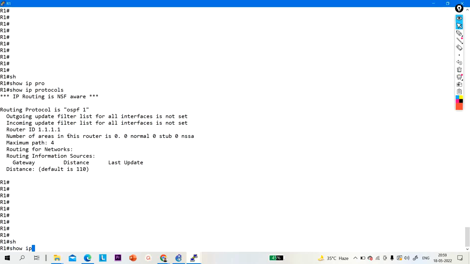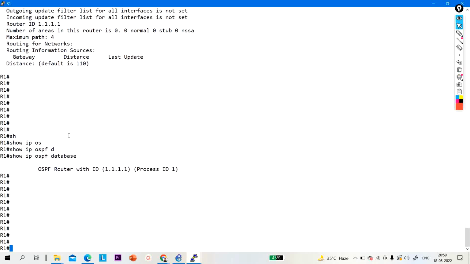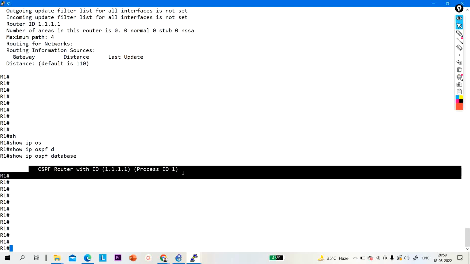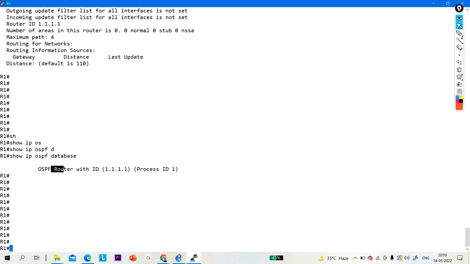Now show ip ospf database. Is there any information in the database? Which type of database is it? Which type of LSA is it? It is a router LSA, meaning LSA 1.